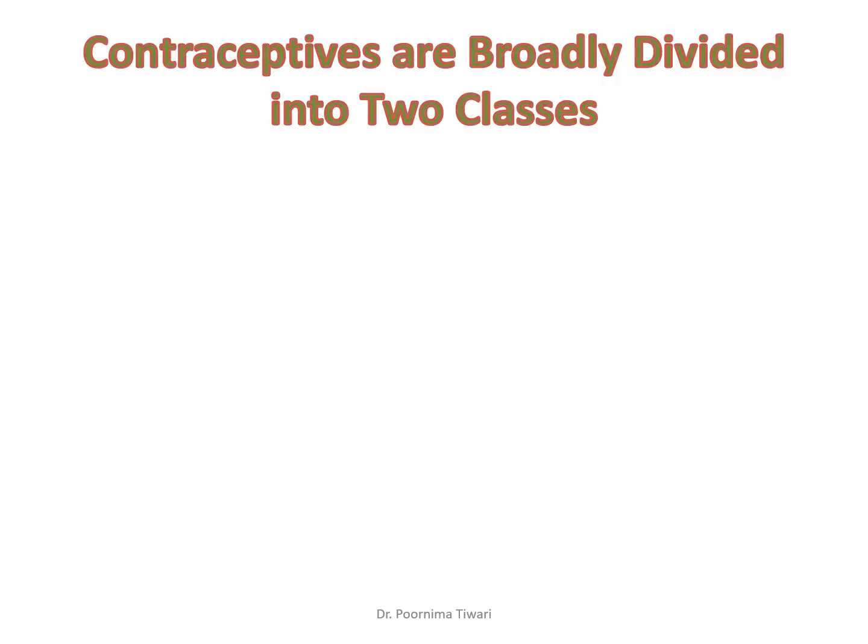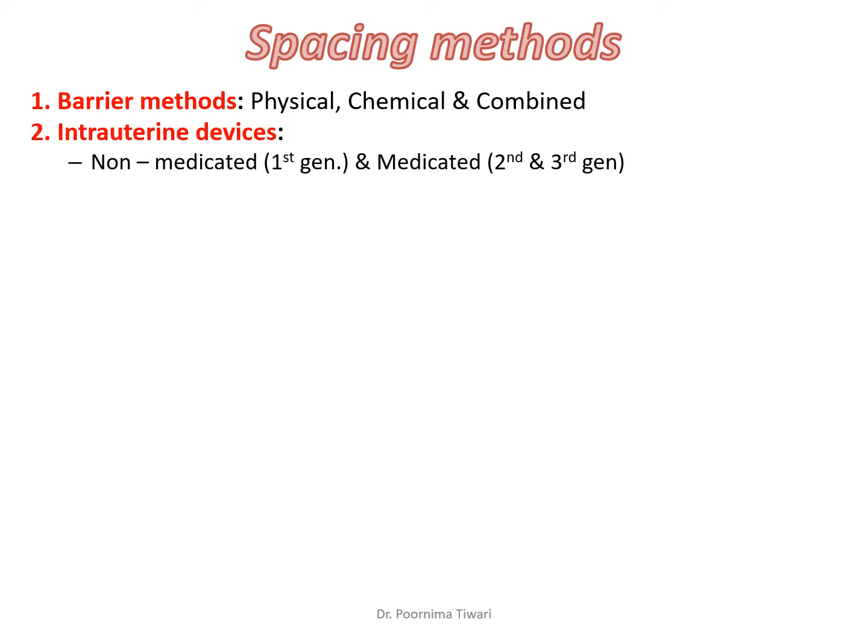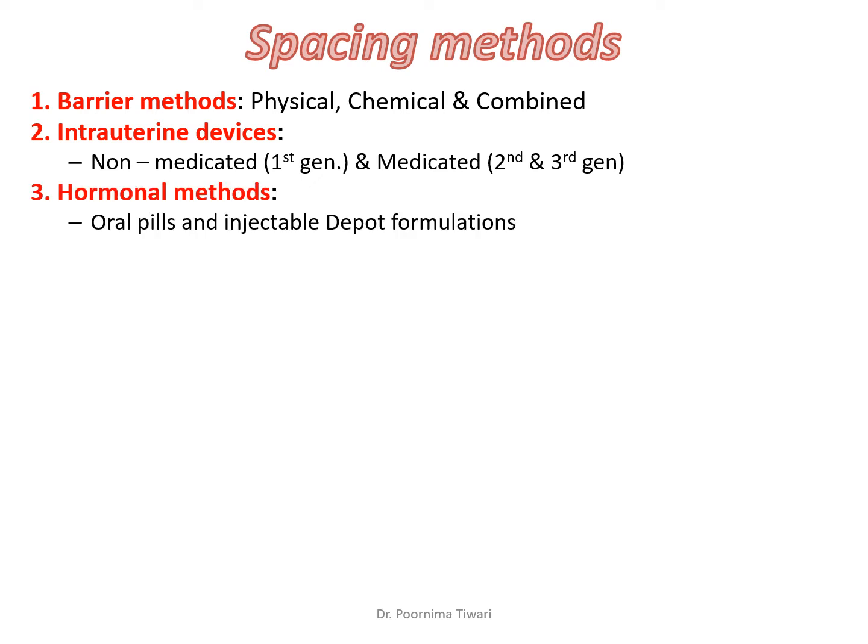Contraceptives can be broadly divided into two classes. Spacing methods, that is to delay the next childbirth, and terminal methods, when no more childbirth is required. Spacing methods can again be barrier methods, that is they prevent meeting of sperm with ovum, thereby preventing fertilization. Intrauterine devices, which can be non-medicated or medicated. Hormonal methods.